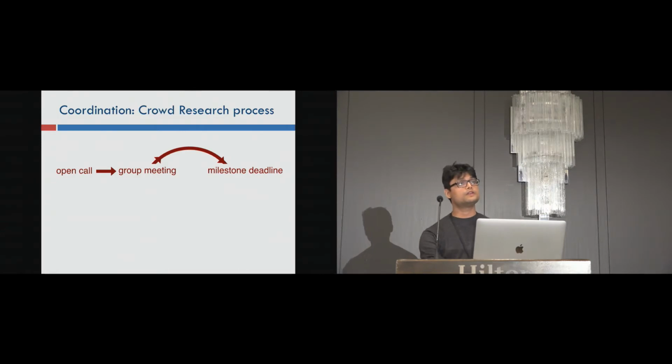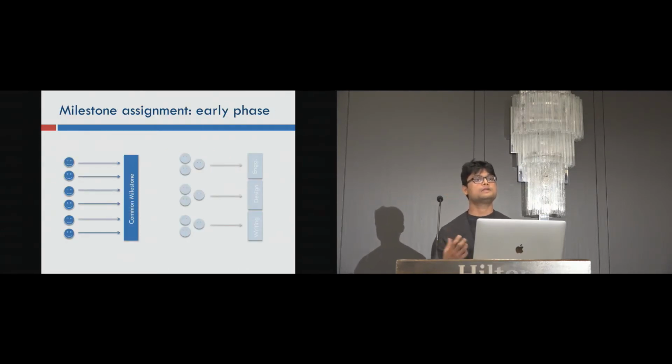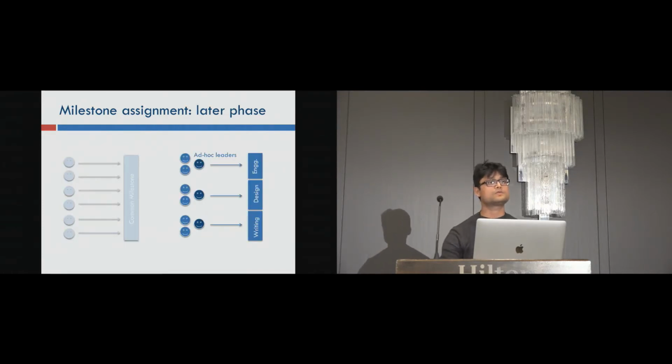Once group meetings happened, the crowd was given milestones. Milestones were basically actionable items for every week where the crowd could work on specific things towards the progress of the project. During the initial phases, there were common milestones, so everybody was working on the same things and generating a lot of ideas and a lot of questions. But as these research questions became more and more confined, they were broken down into different areas such as engineering, design, and writing, led by ad hoc leaders, whom we call DRIs, or directly responsible individuals.